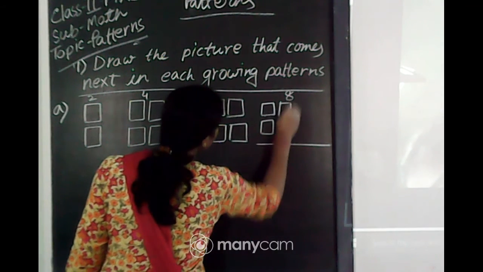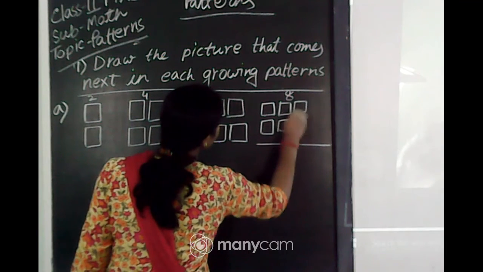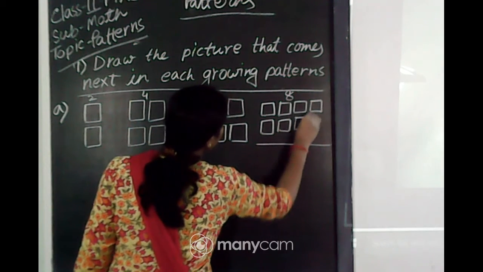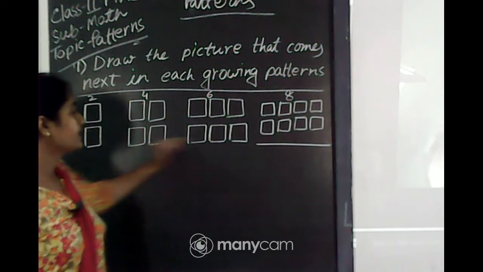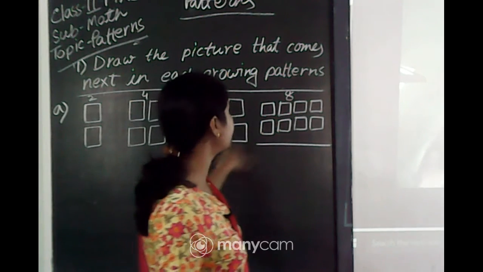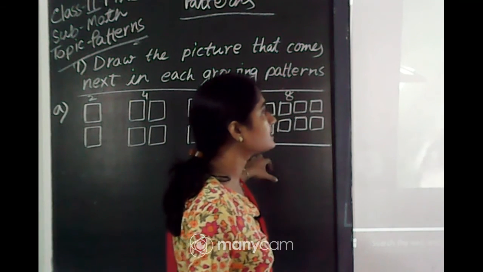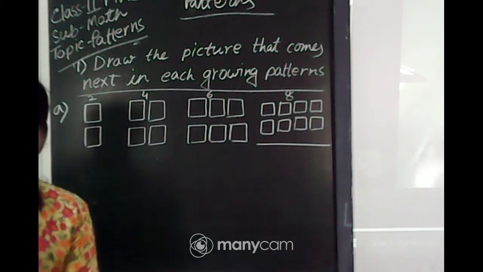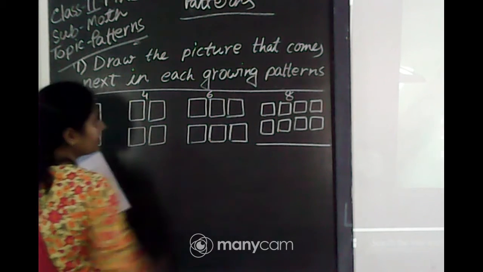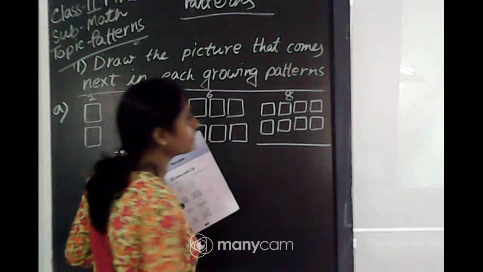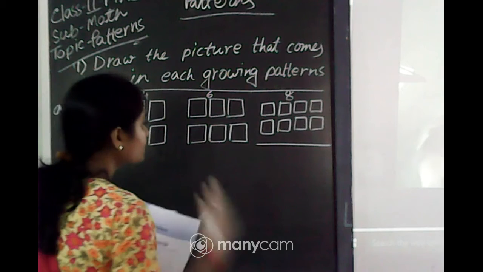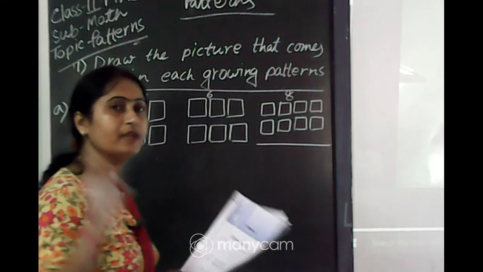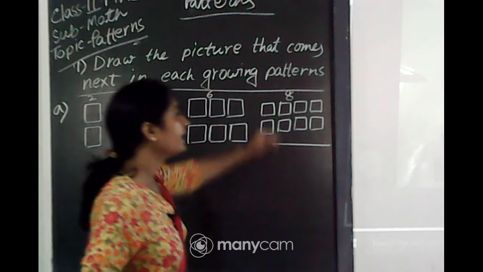1, 2, 3, 4, 5, 6, 7, 8. First 2 squares, then 4 squares, then 6 squares in this manner, and then 8 squares. This is a pattern. Yes, Oshmi, Nihan, Rithojit, very good beta. Now this is called growing. If I give another blank more, then you have to draw 10 squares. Here I have given only one blank, so you just draw 8 squares here.